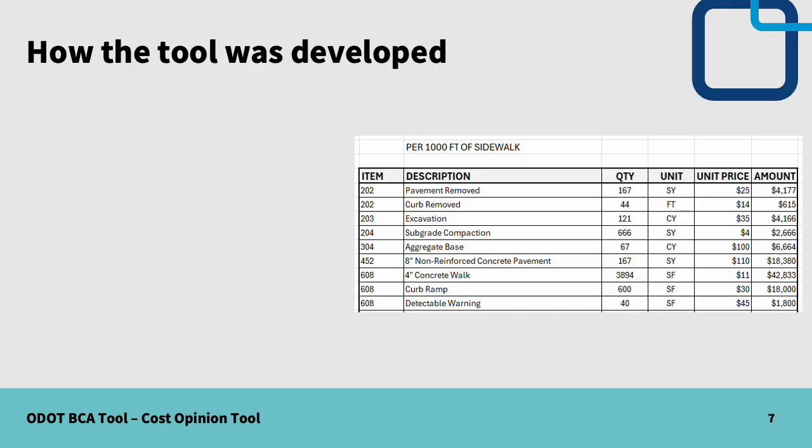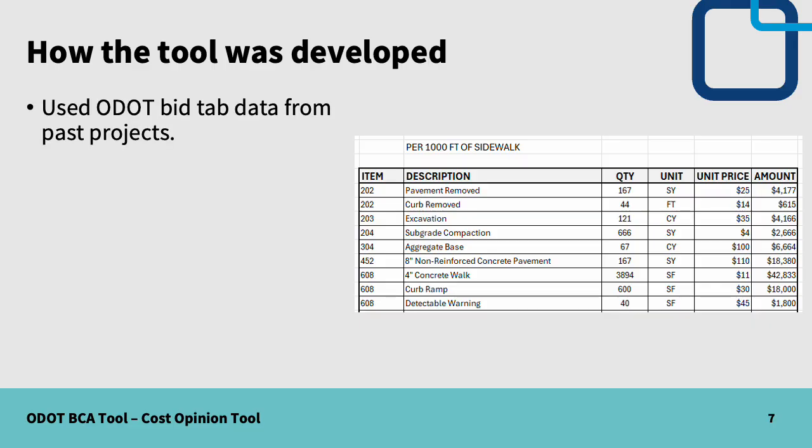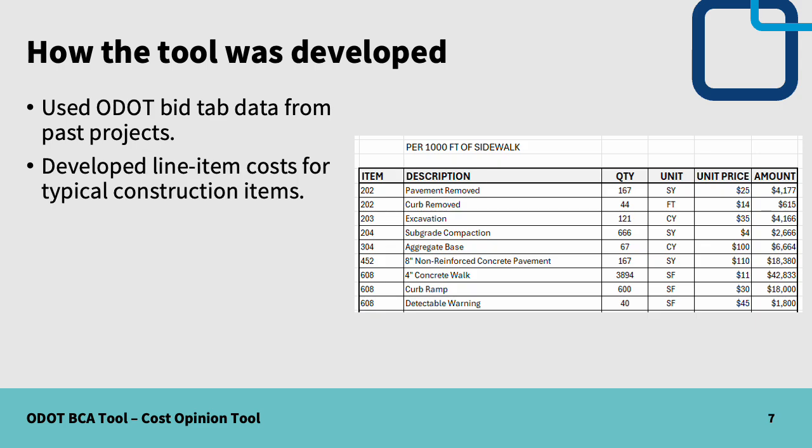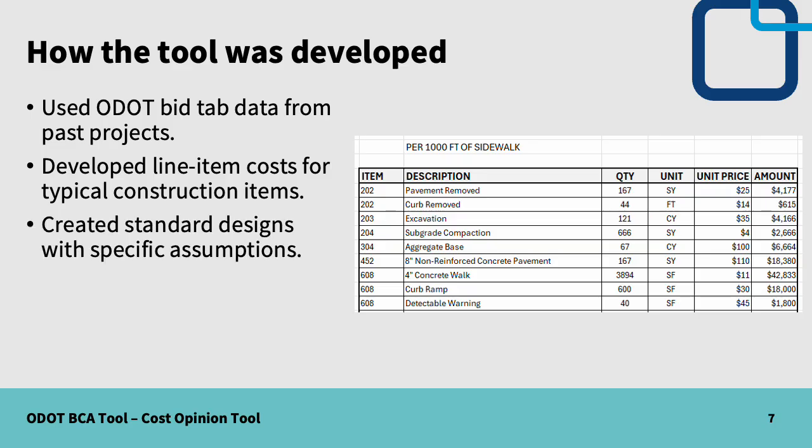The opinions of cost included in this tool were developed by compiling costs from ODOT construction project bid tabulation data from previous projects. This data from constructed projects was then used to develop average line item costs for typical items included in the construction of each active transportation element. Then, standard designs for each element were developed with specific assumptions made about the design.